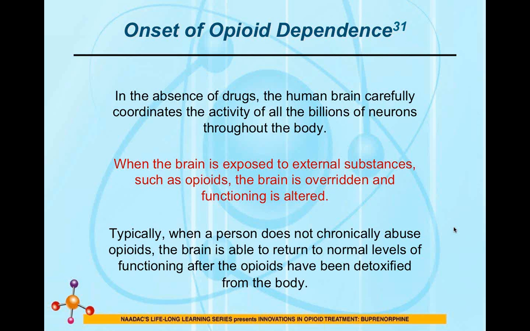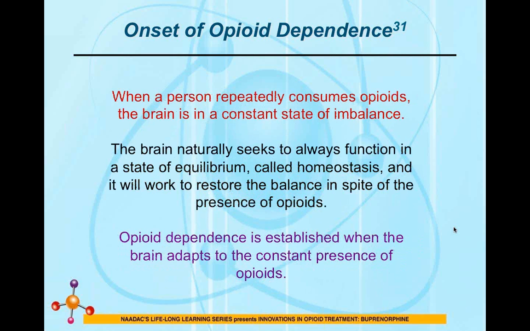And what we know about the brain is that it really carefully coordinates the activity of all of those neurons throughout the body. And it wants to maintain something called homeostasis, an equilibrium inside the brain. And so whenever the brain is exposed to external substances, such as opioids, for example, or really any outside drug at this point, the brain is now overridden from natural functioning, and then that natural functioning is now altered. And so if a person doesn't chronically abuse these opioids, then the brain is able just to go back to normal levels of functioning and everything will be detoxified from the body and it will all go back to normal. But if a person repeatedly consumes opioids, then the brain is in a constant state of imbalance.